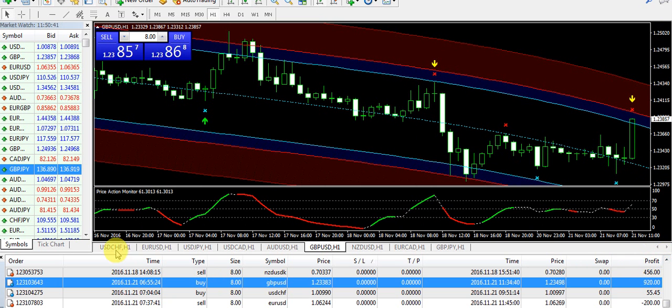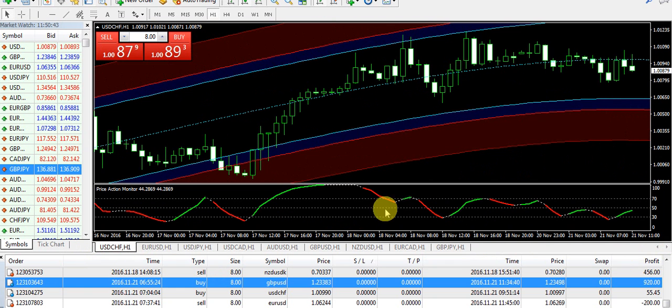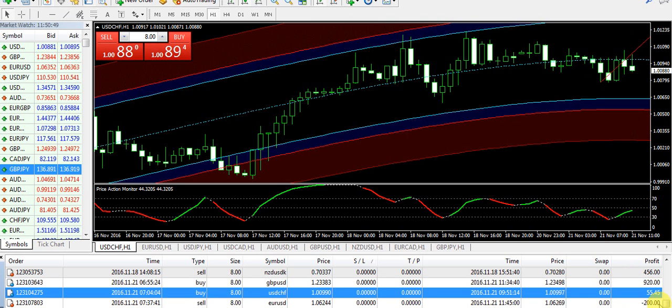Okay, USD CHF buy position, and it was in a very small trade, and I just entered from here to here. It was just $55 profit. And okay, one negative trade today.